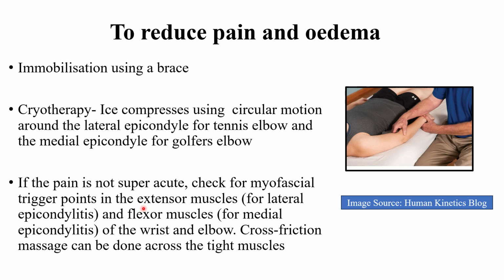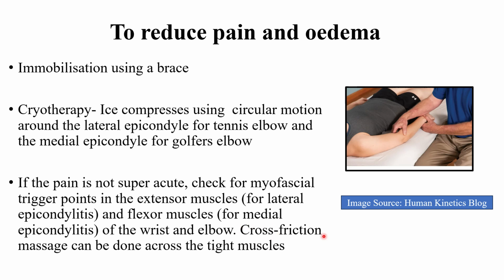Also, if the pain is not super acute, that means it has not increased just yesterday or within the 24 hours period, you can check for myofascial trigger points, which will definitely be present on the extensor muscles in case of tennis elbow and the flexor muscles in case of golfer's elbow. And you can just release those. Not only the extensor and flexor muscles, you can also check the biceps, triceps and overall shoulder girdle to see if there are any tightnesses, and they can be released, which will definitely not just reduce the pain and edema but also help in improving the mechanics of movement around the joint.